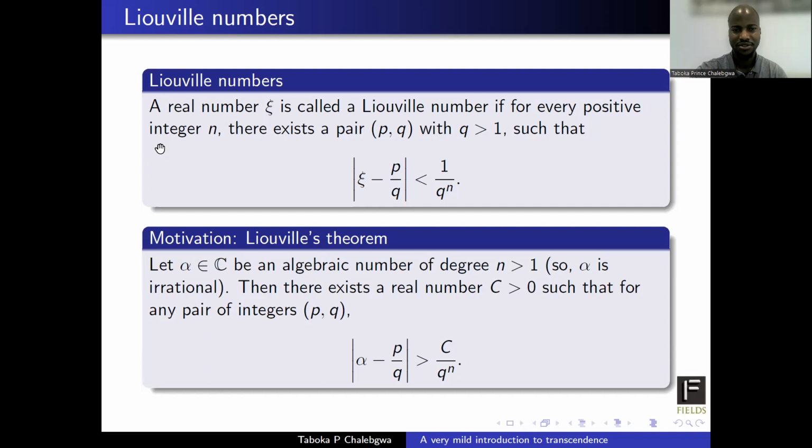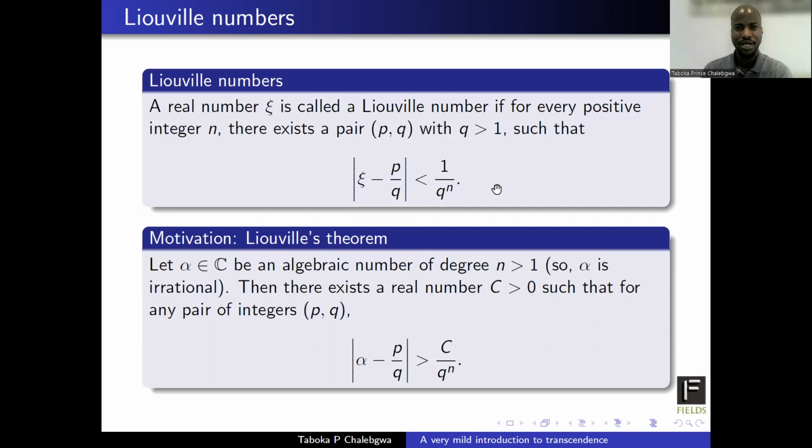So in front of us, we have a definition of what a Liouville number is. A real number psi is called a Liouville number if for every positive integer n, there is a fraction p over q, with q greater than 1, such that the distance between psi and p over q is less than 1 over q to the n. So that's a bit of a mouthful.